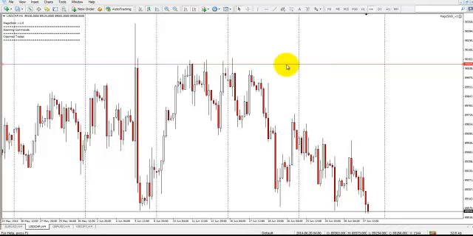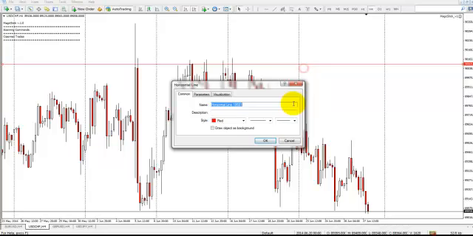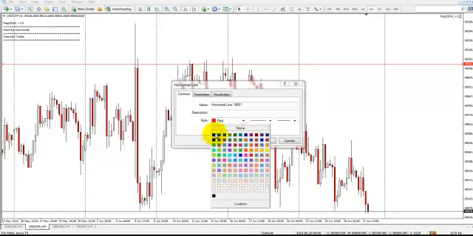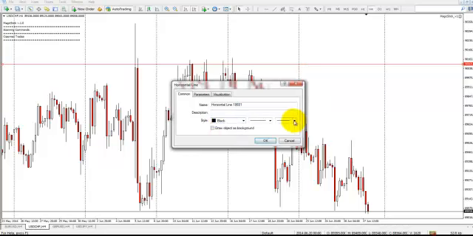Some people like to change the color, so I double click on it, right click, and go to the horizontal properties. Then I can actually change the color. In this case here, I'll do black. And then you can change the thickness of the line too. So if you want it really thick, that's an indication that it is a good support resistance area.